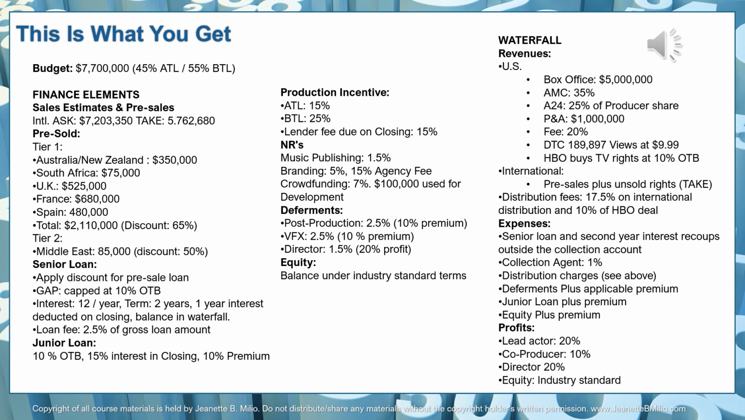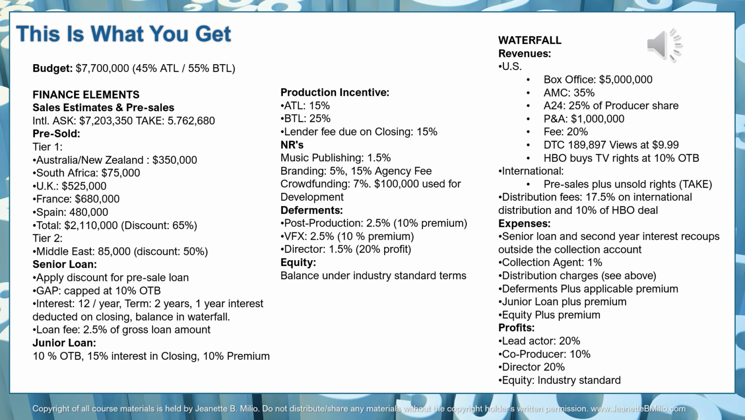We have a junior loan of 10% of the budget. 15% interest is deducted at closing. A 10% premium is applied in the waterfall. The production incentive offers us 15% for the above the line portion of the budget, 25% for the below the line portion of the budget, and the lender is charging us 15% on closing.